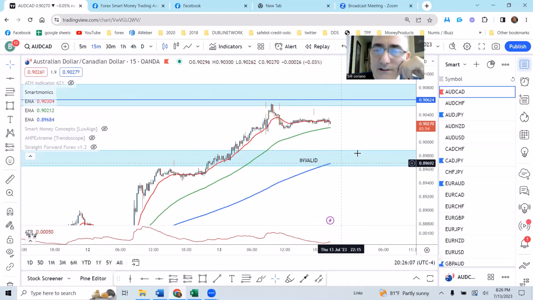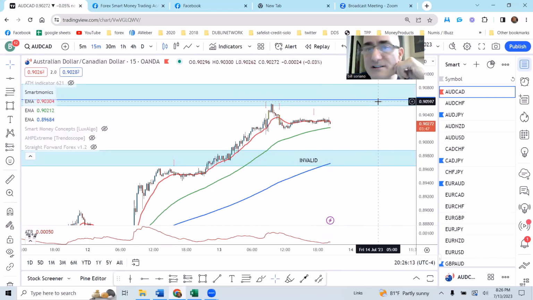So when you're on my charts here, this teal area is the order block, and the blue line is the point of interest. That's simply the open of the institutional candle that we're using to identify the order block. So that's AUD/CAD, nothing happening there.